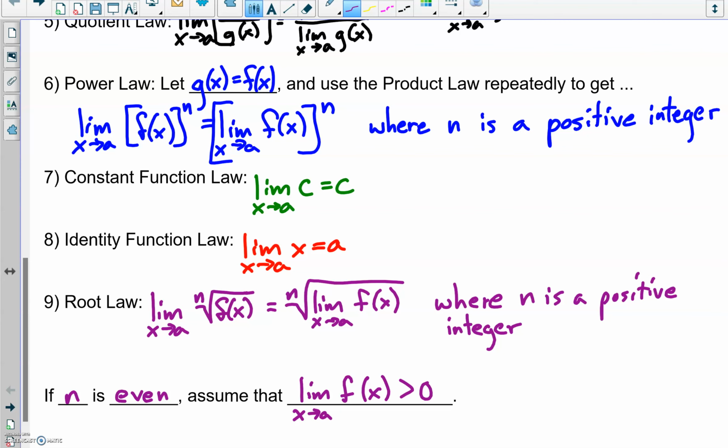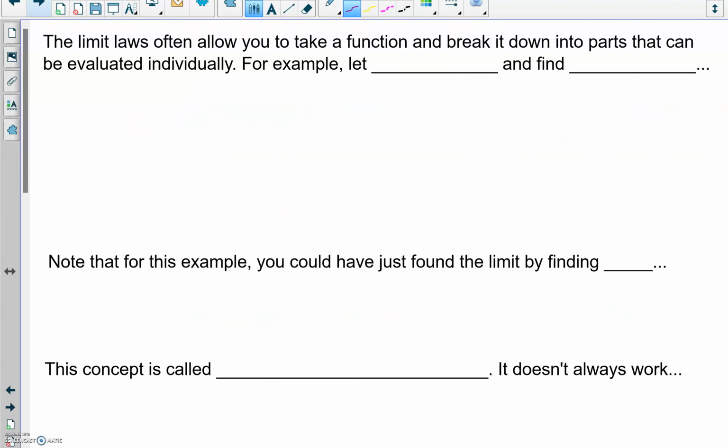All right, so let's go ahead and take a look at an example here. We can take a function, break it down into parts, and evaluate things individually. So for this one, let's let f of x equal x squared plus 3x, and I want to find the limit of that function as x goes to 1.